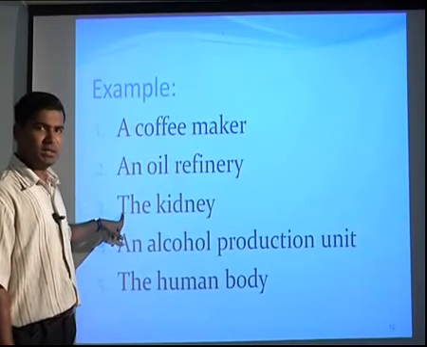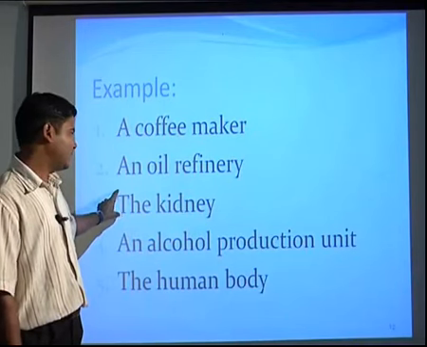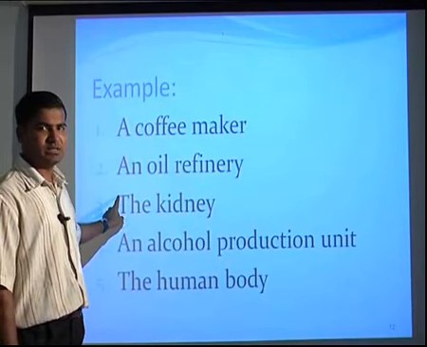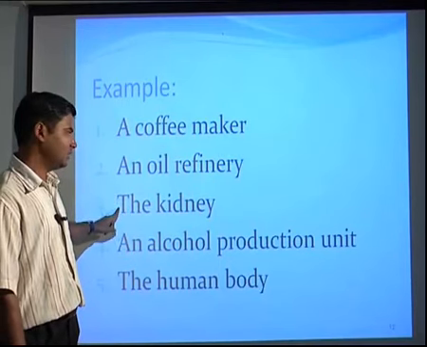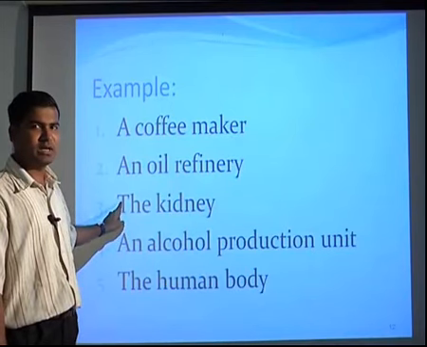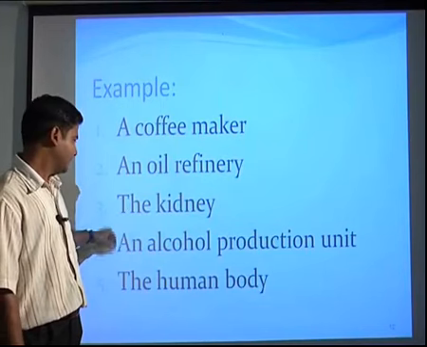If we take the human kidney, then what happens? The kidney is fed with the blood which contains the waste materials. So the kidney has to work continuously, and it withdraws the waste material and the toxic material from the blood and purifies it. So the kidney works in a continuous manner.